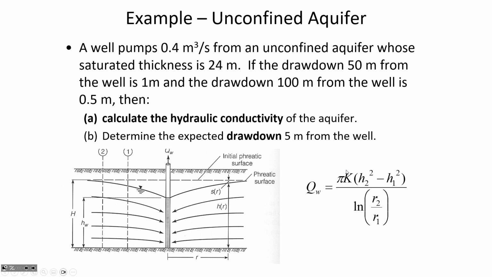So first solve for the hydraulic conductivity, and then find out at a radius 5 meters from the well, what's the drawdown there. I've got drawdown in bold because when you use 5 meters as R1, you'll be able to solve for H1, but that's not the drawdown. That's the height of the water at that location. So it's going to be one final additional step to take the H1 that you solve for and get the drawdown from it, because I want to know the difference between the initial saturated thickness and the height of the water after pumping occurs.